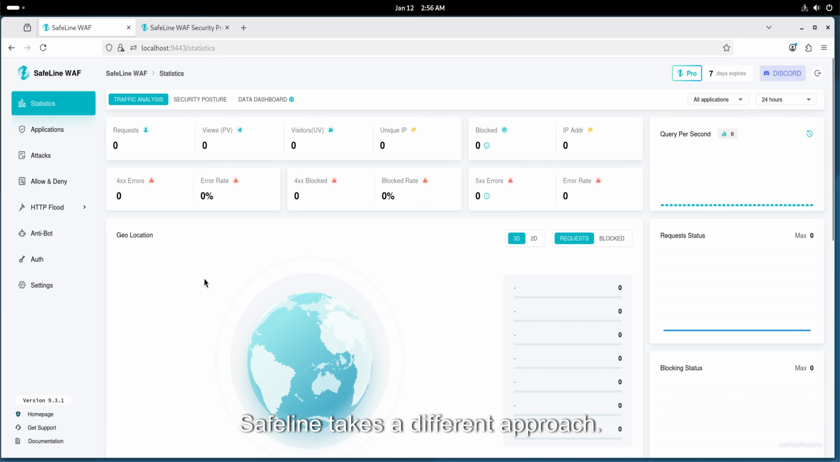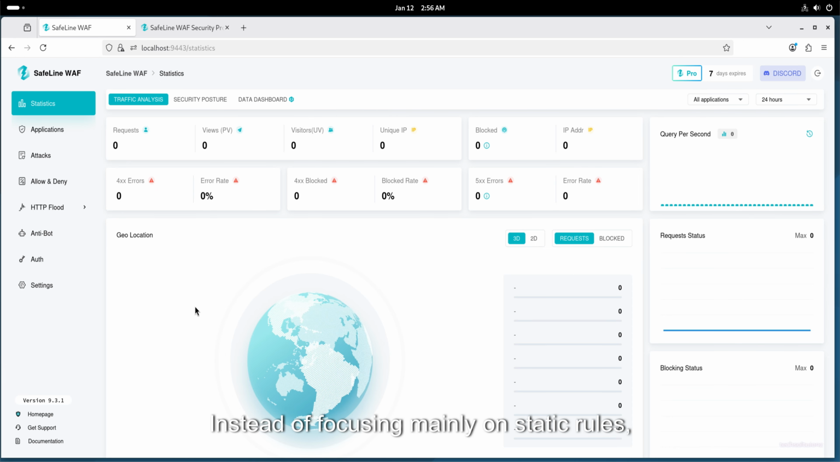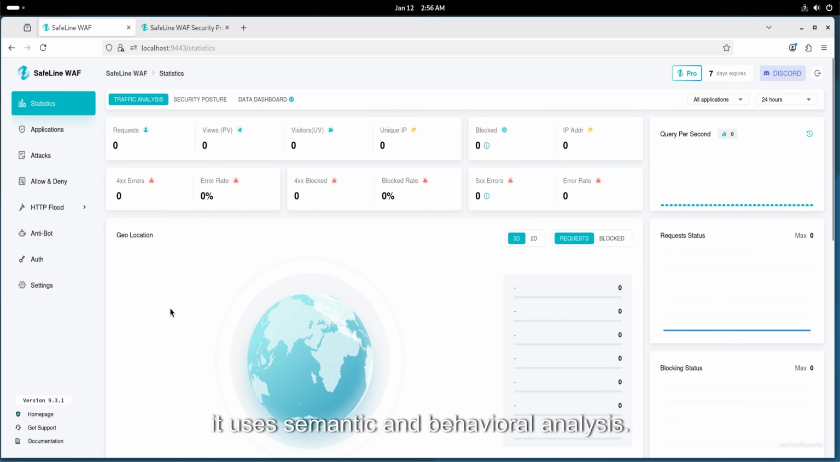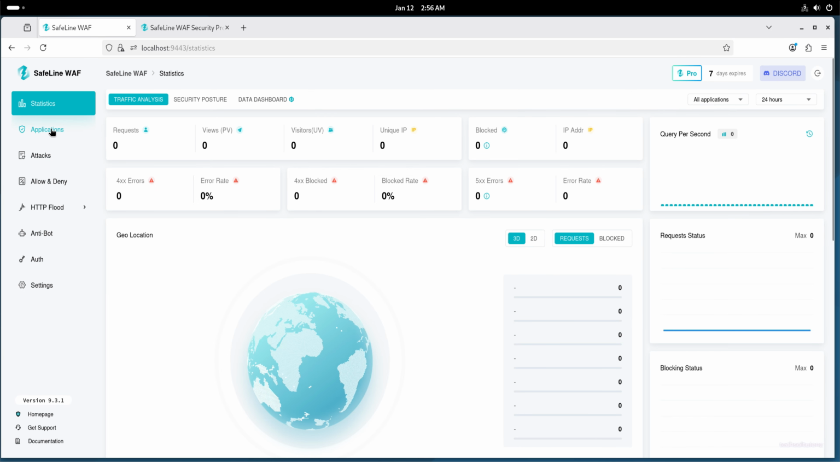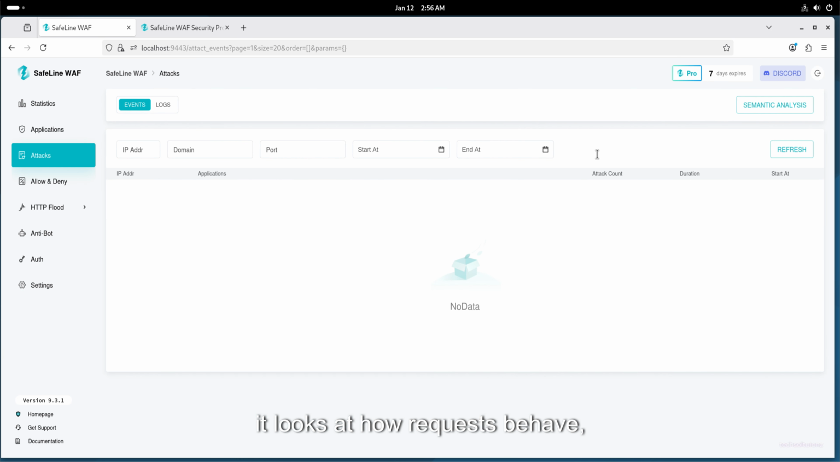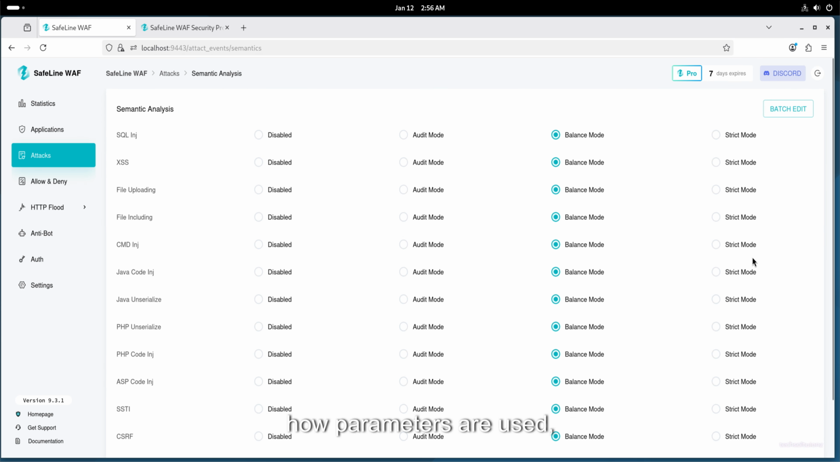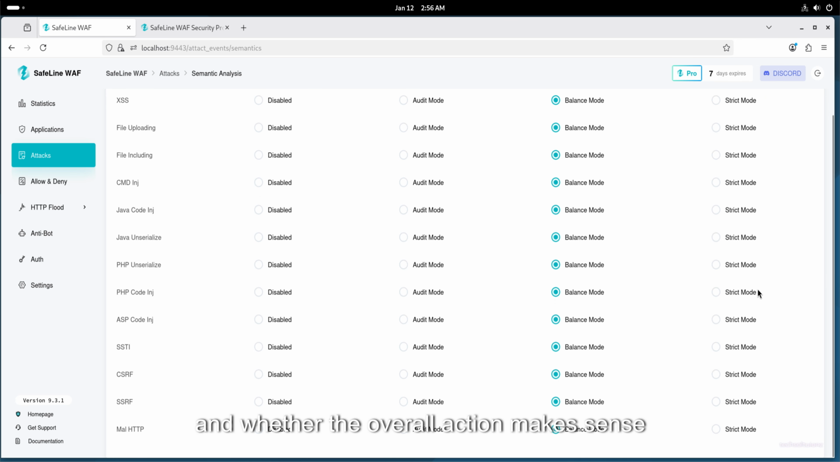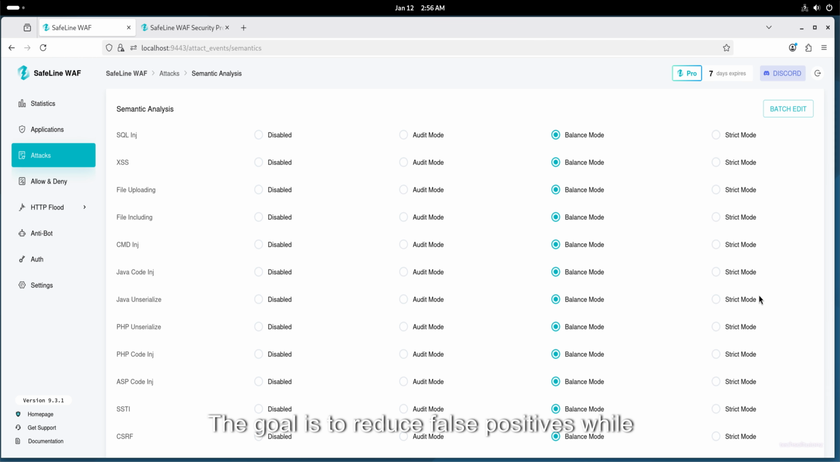SafeLine takes a different approach. Instead of focusing mainly on static rules, it uses semantic and behavioral analysis. In simple terms, it looks at how requests behave, how parameters are used, and whether the overall action makes sense in context. The goal is to reduce false positives while still catching real attacks.